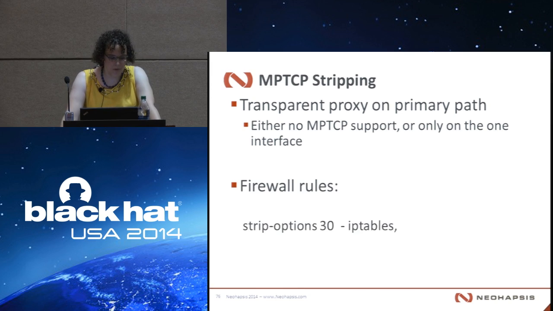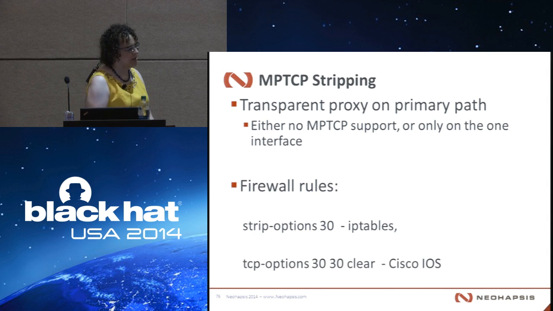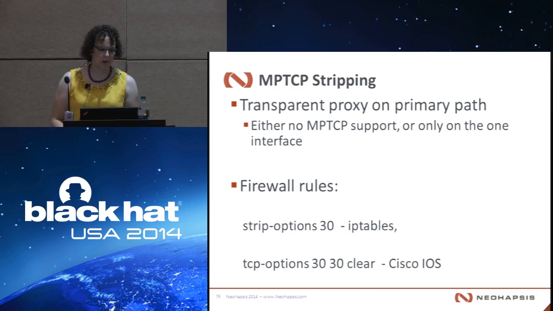But you can also use some firewall rules: strip options 30 in iptables, or TCP options 30 clear on a Cisco device, or on some of the newer ones, you can actually do it with slightly different options. But you can just tell the firewall, if you see this, kill it.